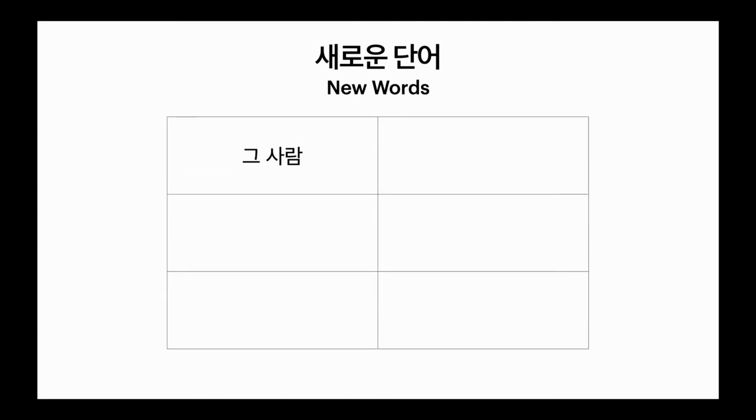Okay, 3 more. 그 사람. Now, 그 is the word for that. It's one of the words for that. So 그 사람 is that person. Now, this is actually used often in place of he or she. There are words for he and she in Korean, but far more commonly you'll hear that person.